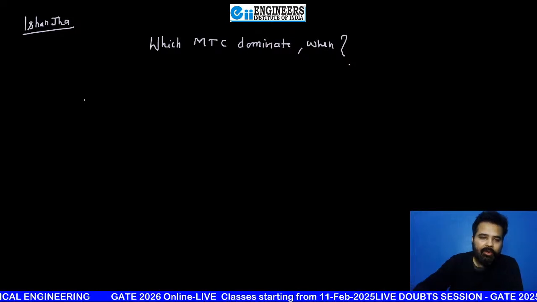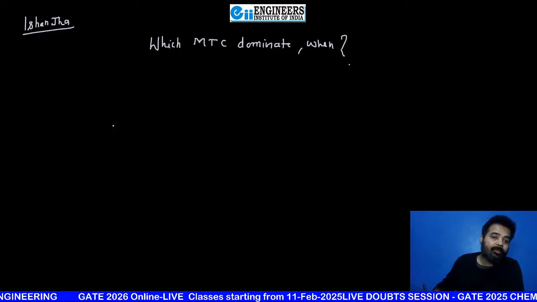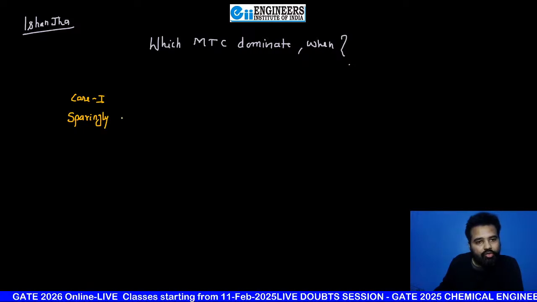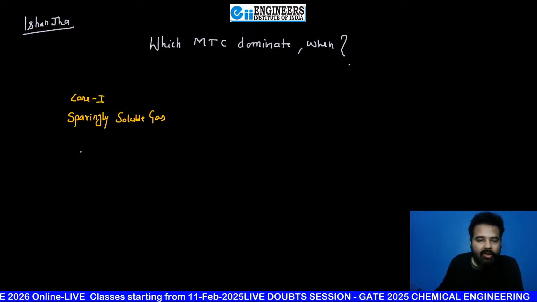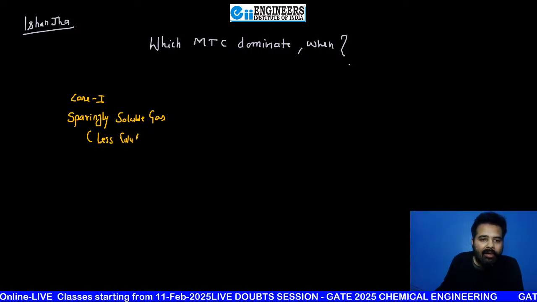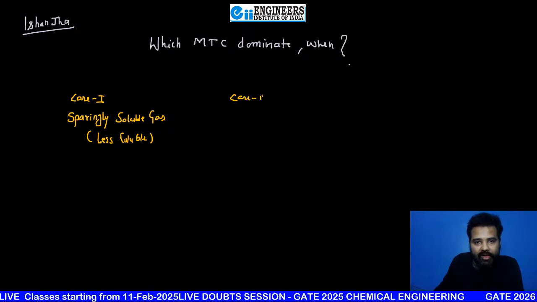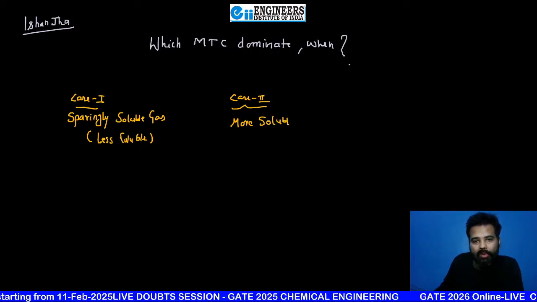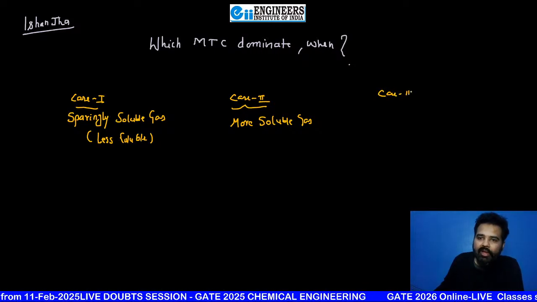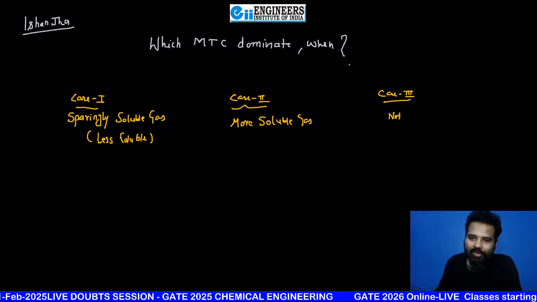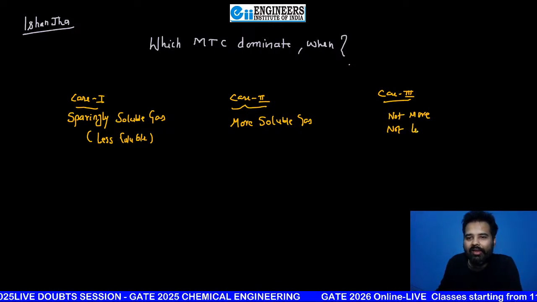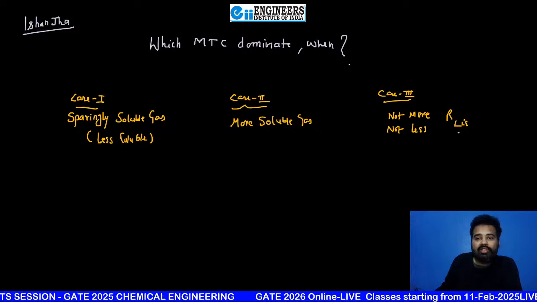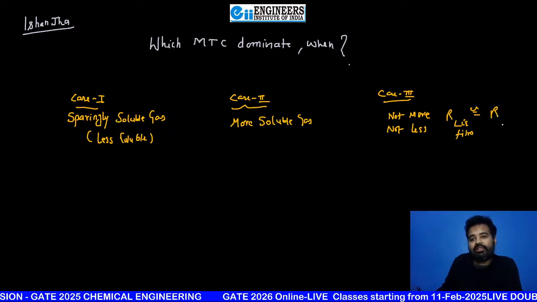Two cases are there, beta, actually three cases are possible. The case number one is a sparingly soluble gas. That means, my dear students, less soluble. Case number two, my dear students, is a more soluble gas in the given liquid. And case number three: not more, not less. That means the resistance in the liquid film is now the same as the resistance in the gas film.